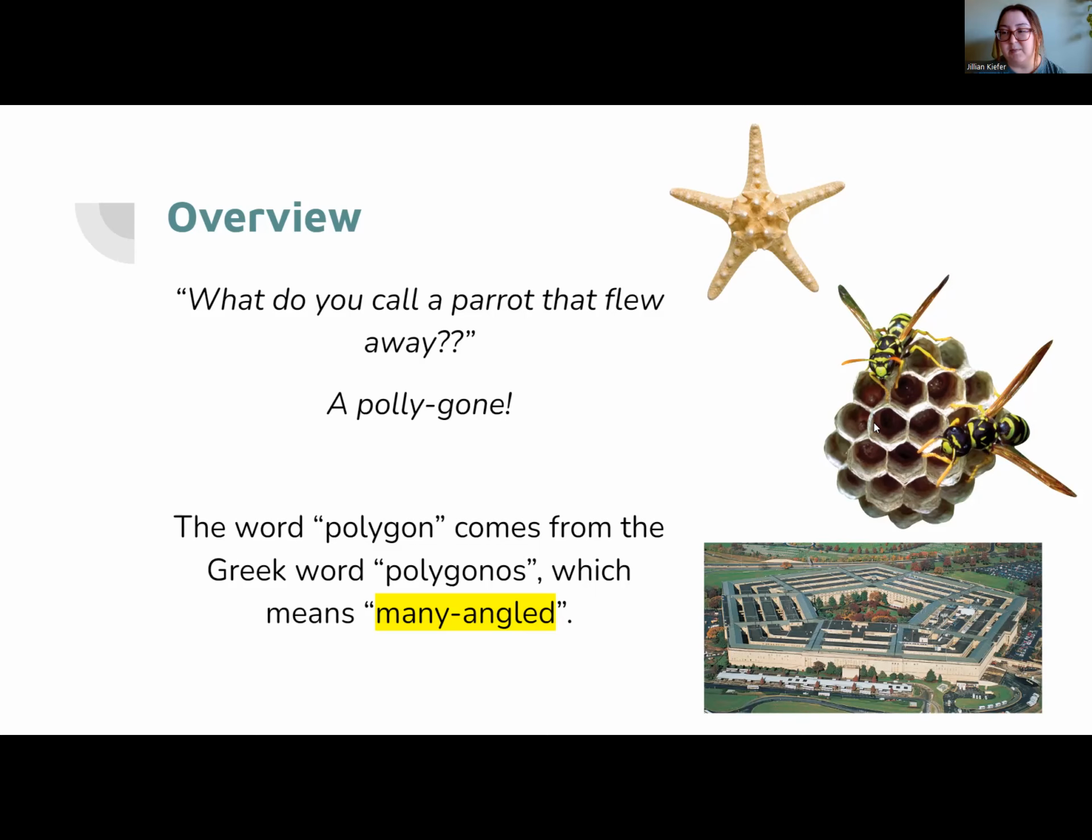We have some yellow jackets or wasps creating their nests in these hexagon shapes here. Then we also have a picture of the Pentagon, which has five sides. So we have these different shapes with different numbers of sides, which also make different numbers of angles. So this is what we'll study today.